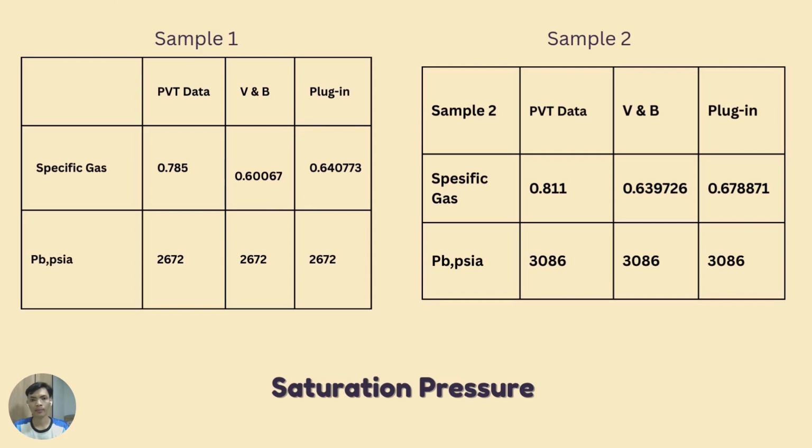which gives 2672 psia. The same thing applies to sample 2, where first we need to use the formula and also the plug-in equation, and then we need to use the goal seek function in order to get the exact value, which is 3086 psia.